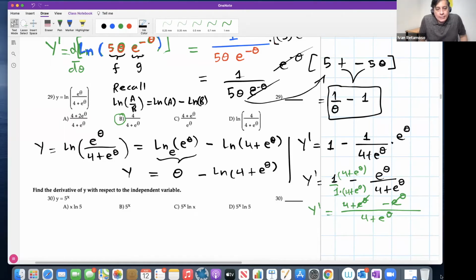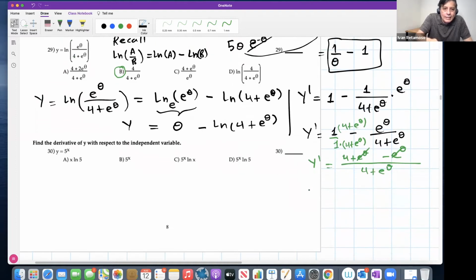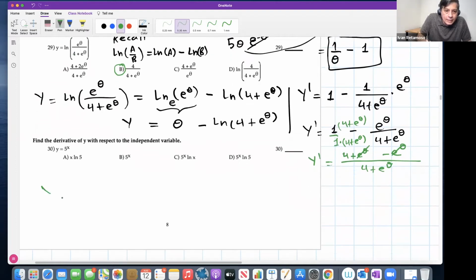Moving on, now let's go over another topic. Find the derivative of y with respect to the independent variable. This one deals with figuring out the derivatives of a function whose base is not e, right? Whose base is not e. So y equals 5 to the x. And I gave you a formula, right? I gave you a formula, recall? I gave you this formula.